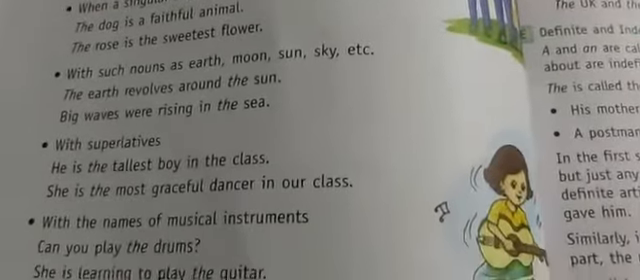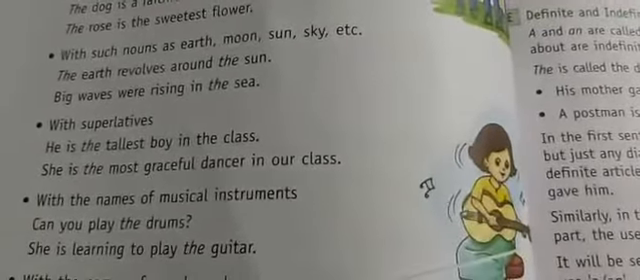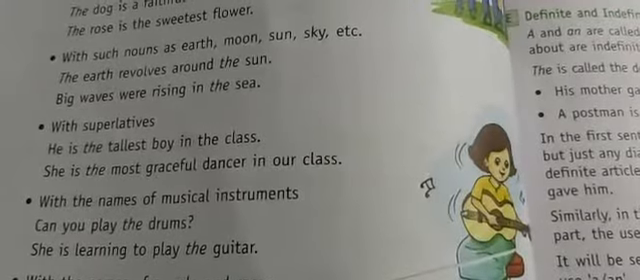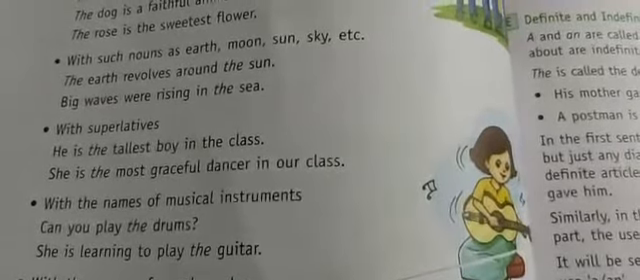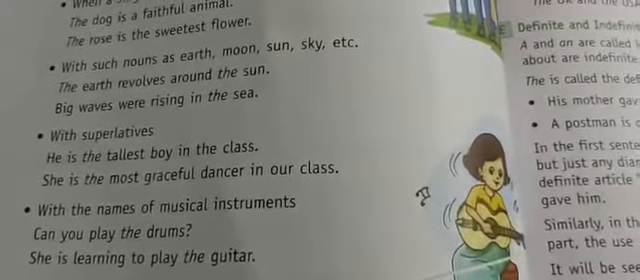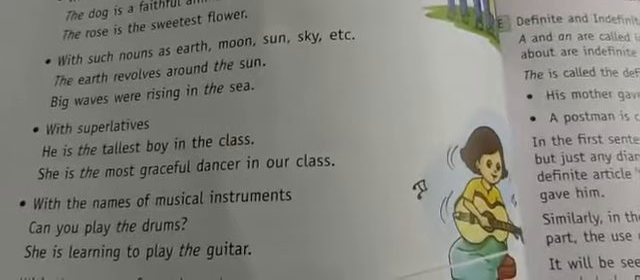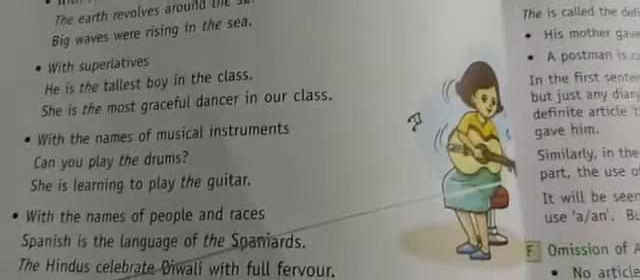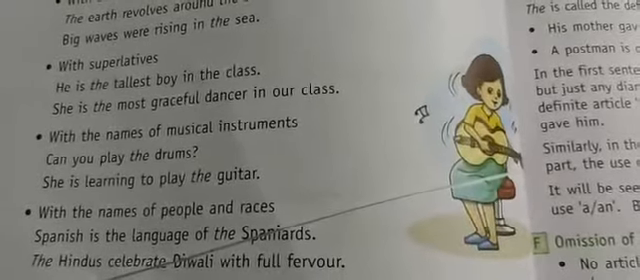Next is with the names of musical instruments. We can use it with musical instruments, for example drums, guitar, tabla, piano, etc. Can you play the drums? She is learning to play the guitar. Now with the names of people and races. Spanish is the language of the Spaniards. The Hindus celebrate Diwali with full fervor.